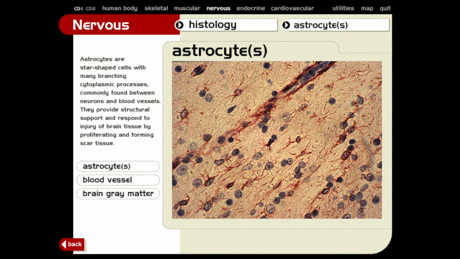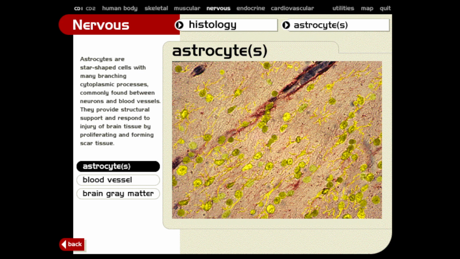Astrocytes are star-shaped cells with many branching cytoplasmic processes, commonly found between neurons and blood vessels. They provide structural support and respond to injury of brain tissue by proliferating and forming scar tissue.